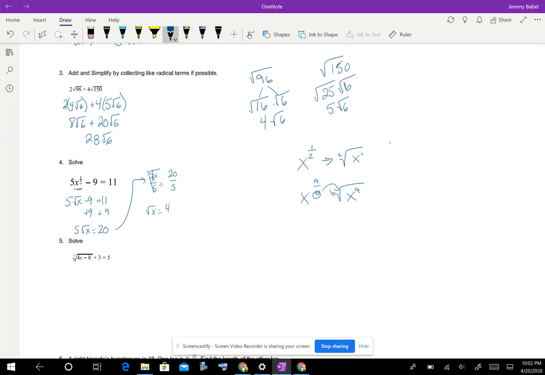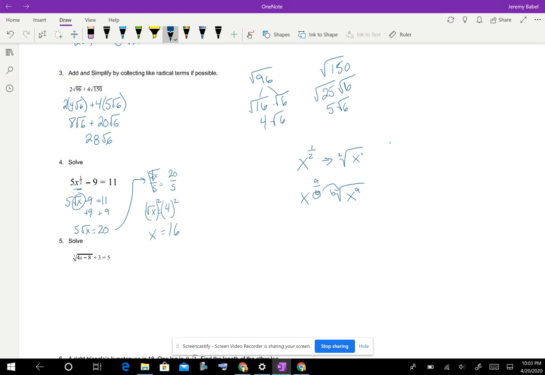And then to solve that, we're going to square both sides. And then the square root of x squared is x. And 4 squared is 16. And so again, we isolate the radical symbol and then undo square roots by squaring.